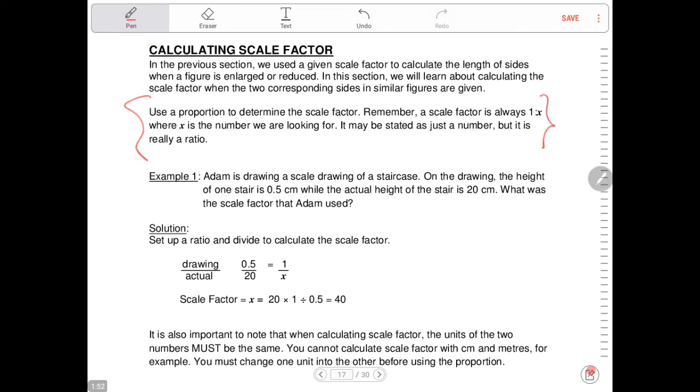Okay, so example 1. Adam is drawing a scale drawing of a staircase. On the drawing, the height of one stair is 0.5 centimeters. That's pretty small. While the actual height in real life is 20 centimeters. What was the scale factor that Adam used? Okay, now I'm going to help you set this up, and here's how you're going to do this. I can give you two ways.